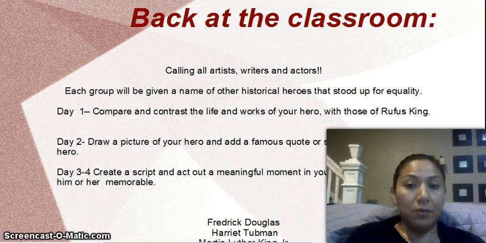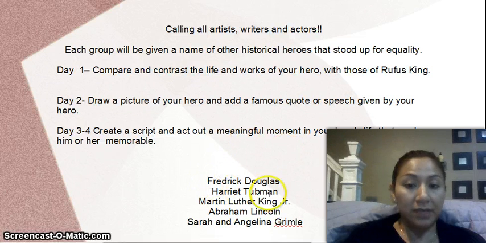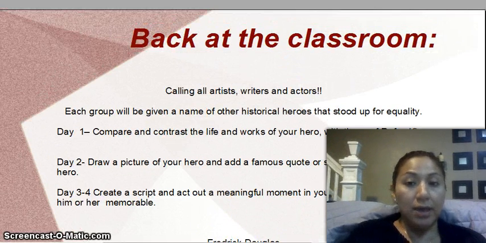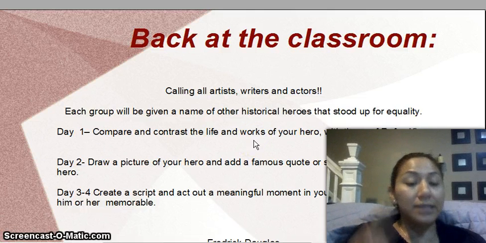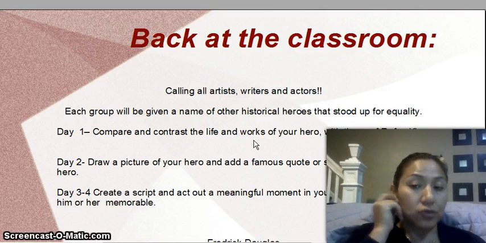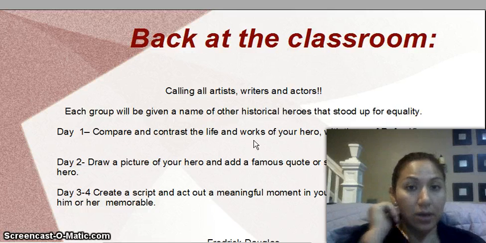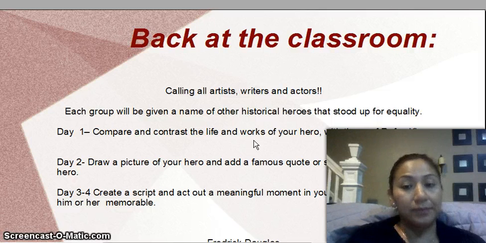As I said before, it requires artists, writers, and actors. So each group will be given a name of other historical heroes that stood up for equality. And if we look at the bottom, these are some of the names that I've just chosen. On day 1, we would compare and contrast the life and works of their hero with those of Rufus King. So that would be a writing activity for the class, and each group would have their individual historical hero, and they would compare and contrast that person's life with the life of Rufus King.